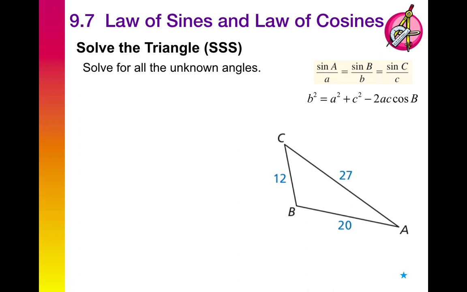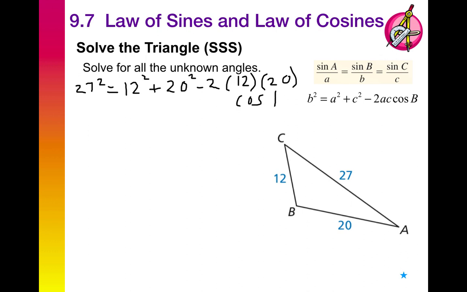So if I do that, B squared is going to be 27 squared equals A squared, which is 12 squared, plus C squared, which is 20 squared, minus 2 times A, which is going to be 12, times C, which is 20, times the cosine of the angle that I want to find, which is B.